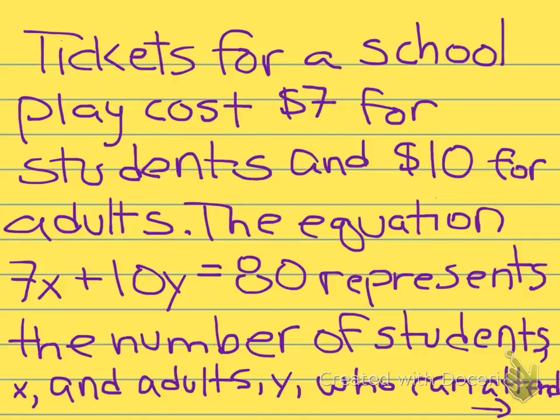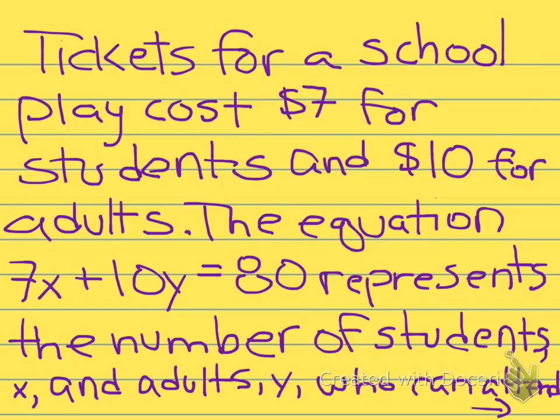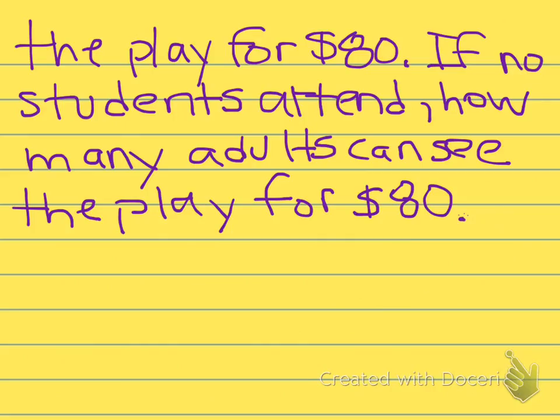They've given us the equation that represents that. So the number of students is X and the adults are Y who can attend the play, and they can attend for $80. So if no students attend, how many adults can see the play for $80? That would mean 0 would need to go in for X, which represents students. So we have 7X plus 10Y equals 80.